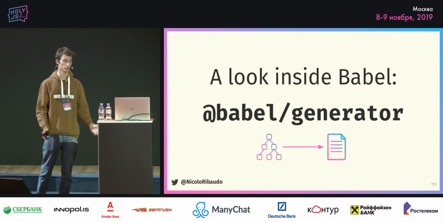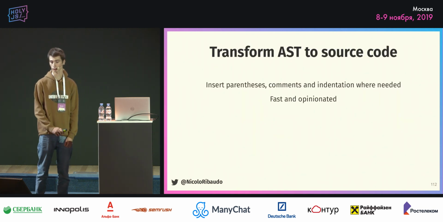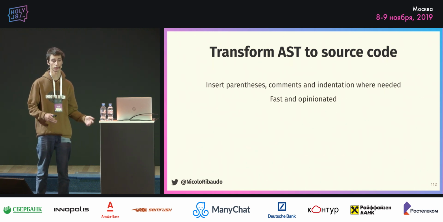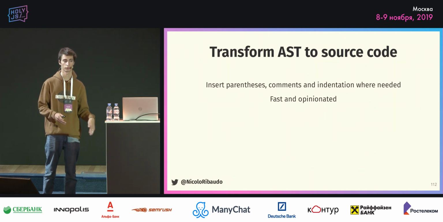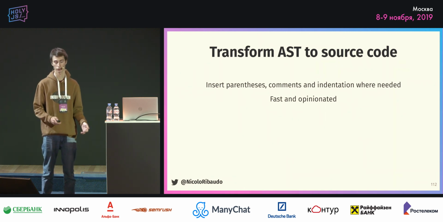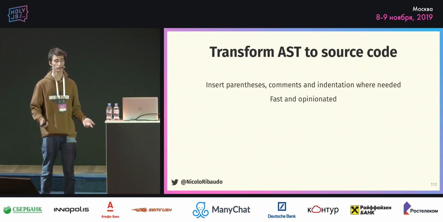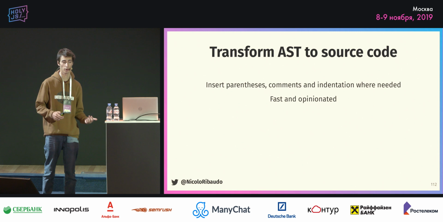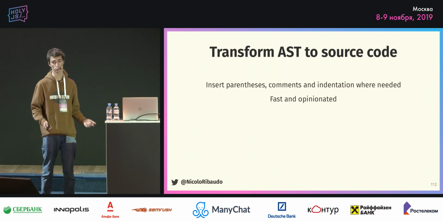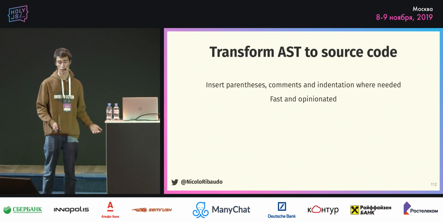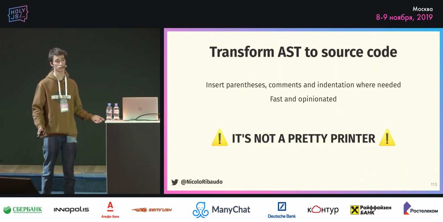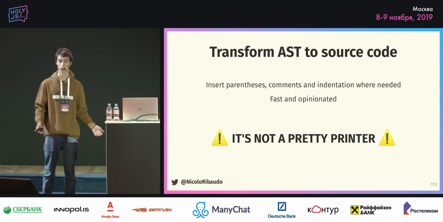The third piece, which composes Babel, is Babel Generator. It transforms the AST to the source code, doing some basic formatting, like inserting parentheses where needed for precedence or indenting the code. We want it to be fast, and we don't really care about the beauty of its output, because it's not meant to be used by humans, but it's just meant to produce code which will be then read by machines. So you can configure it. If you want some pretty printer, you can use another tool like Prettier or JS Beautify.